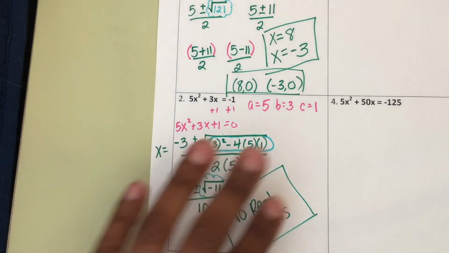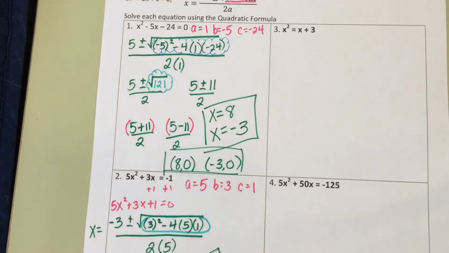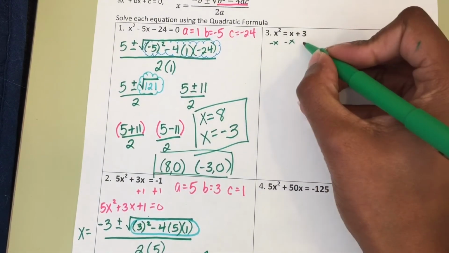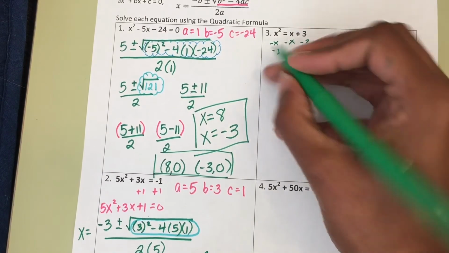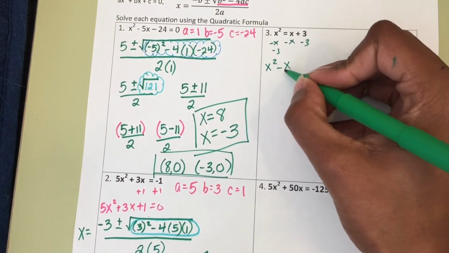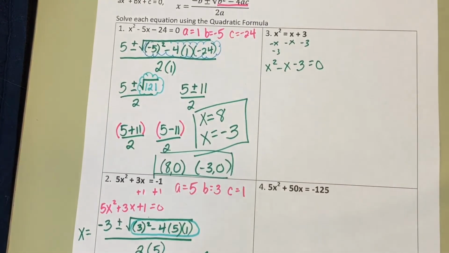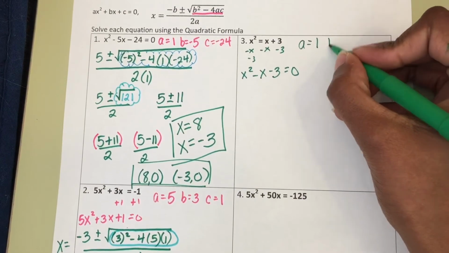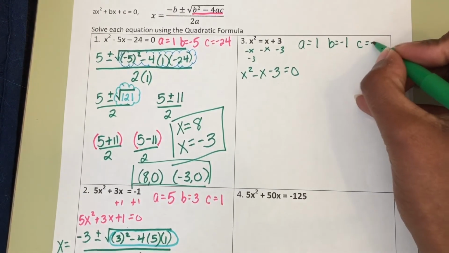Okay? And so then on number 3, you're going to do the same thing again, except you got to make sure it equals 0. Now, I like for my squared term to stay positive. So when I do this problem, I'm going to move everything so that my squared term stays positive. It doesn't matter, though. We get the same answer, but I'm going to subtract the x, and I'm going to subtract the 3 over to the other side. So x squared minus x minus 3 equals 0. And so then I'll do my A is 1, my B is -1, and my C is -3.